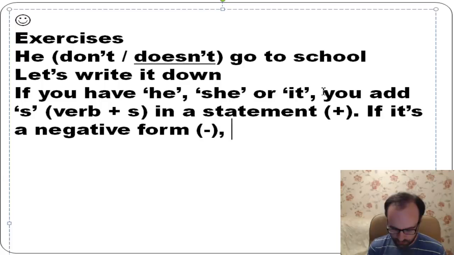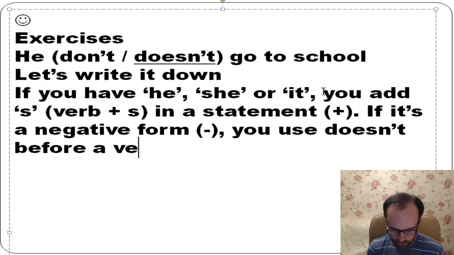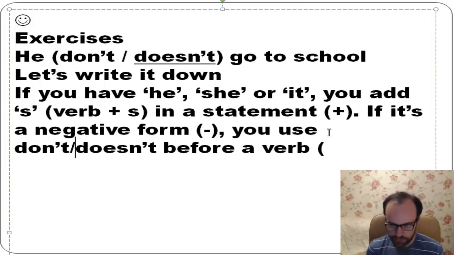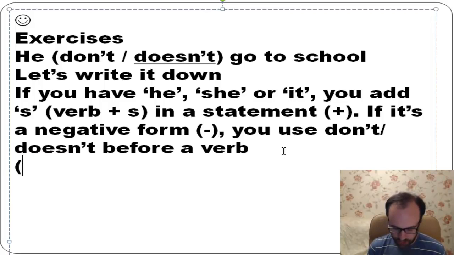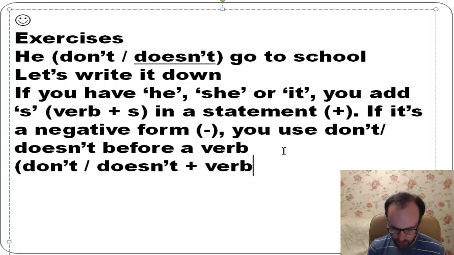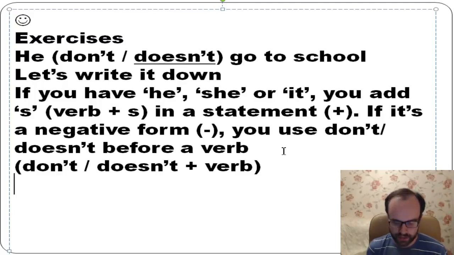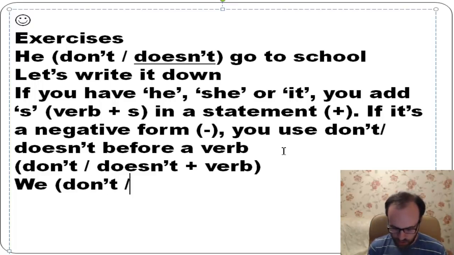You use doesn't before a verb. So don't or doesn't, you use don't or doesn't before a verb. So don't or doesn't plus verb. Okay, next. Okay, good. So we don't smoke.